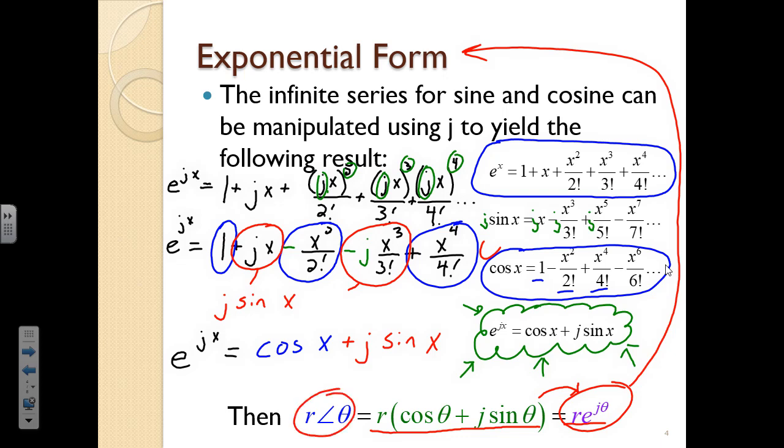So polar, trigonometric, and exponential form all require our magnitude of our vector r and the angle, but the placement is different. R at an angle of theta is r times cosine theta plus j sine of theta is equal to r times e to the j theta. So let's actually use that fact now.